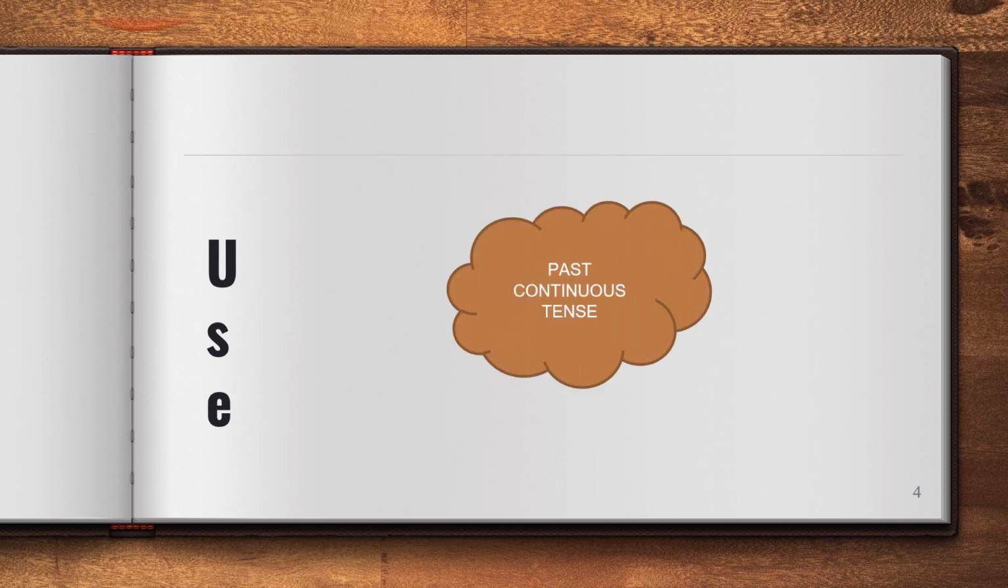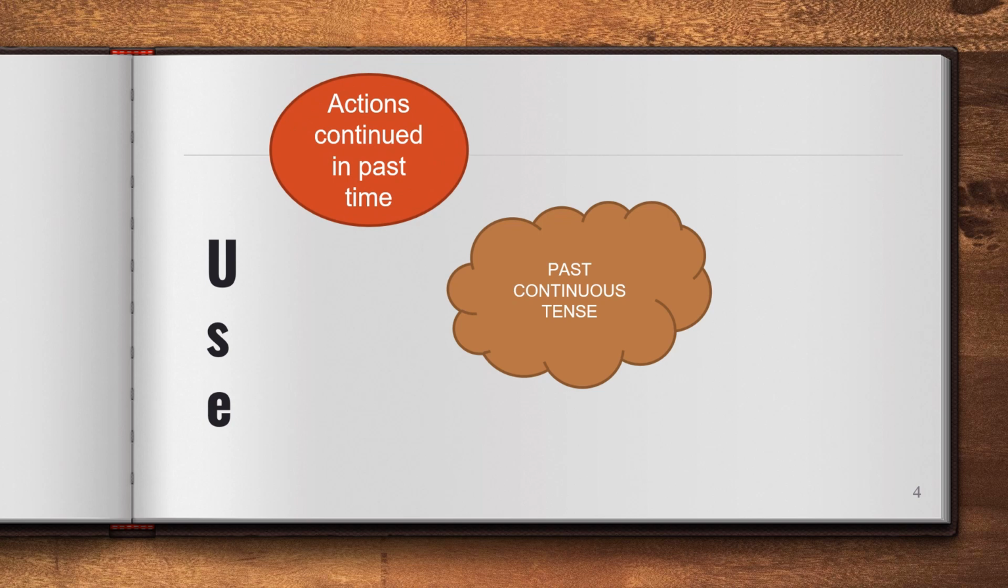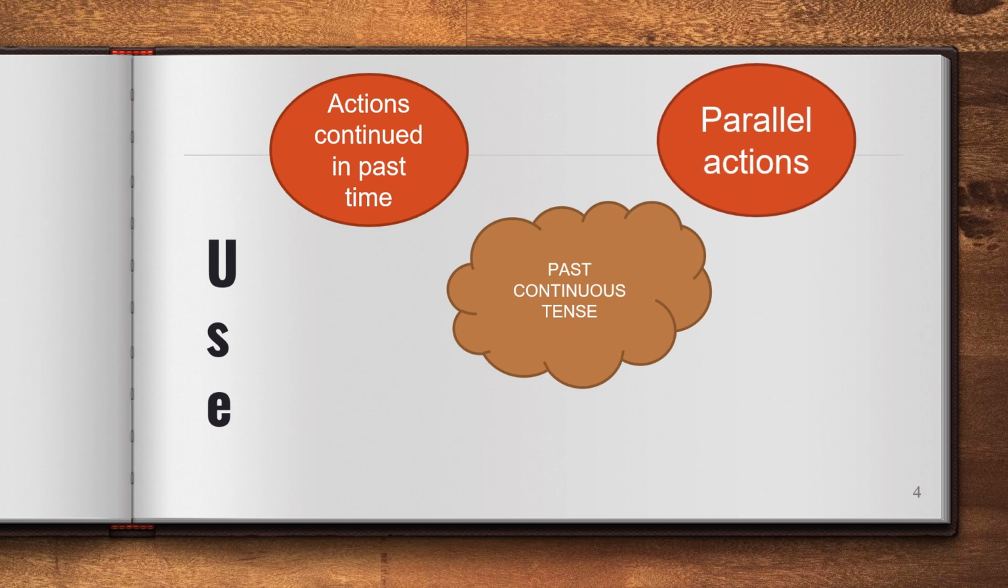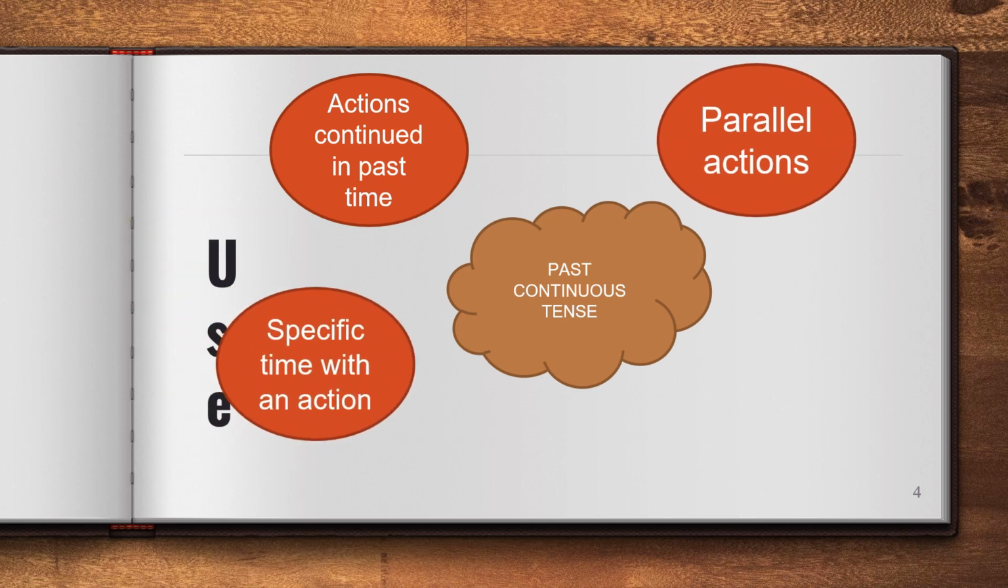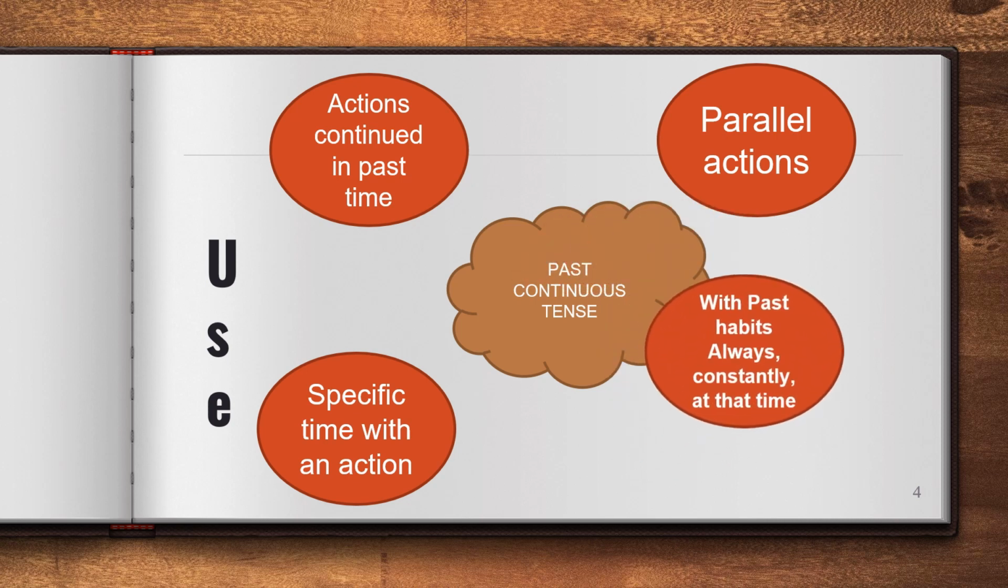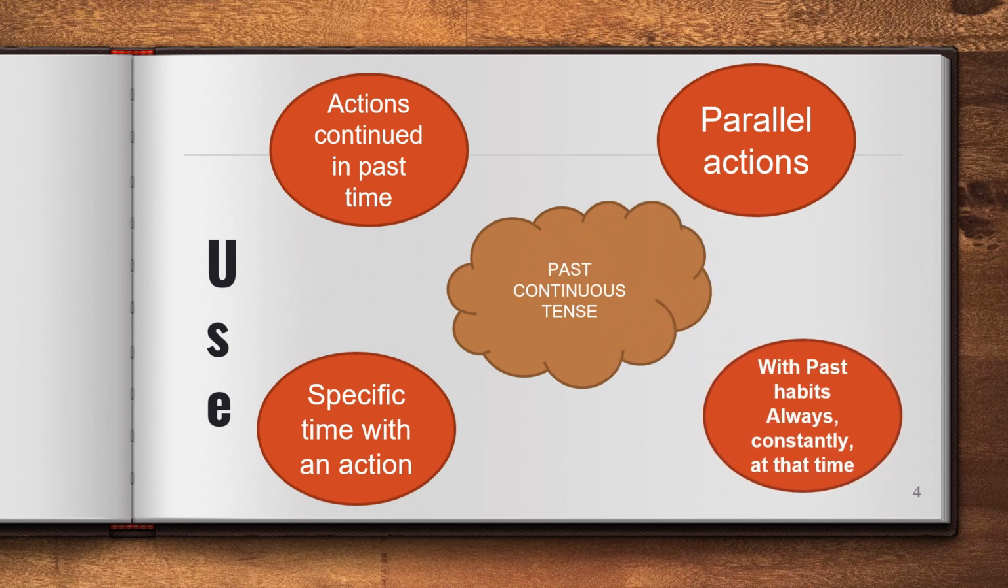Then we use past continuous tense when actions continued in the past time, or for parallel actions, or for a specific time with an action, or with past habits, always, constantly. At that time we use it for describing past habits in the past continuous tense.